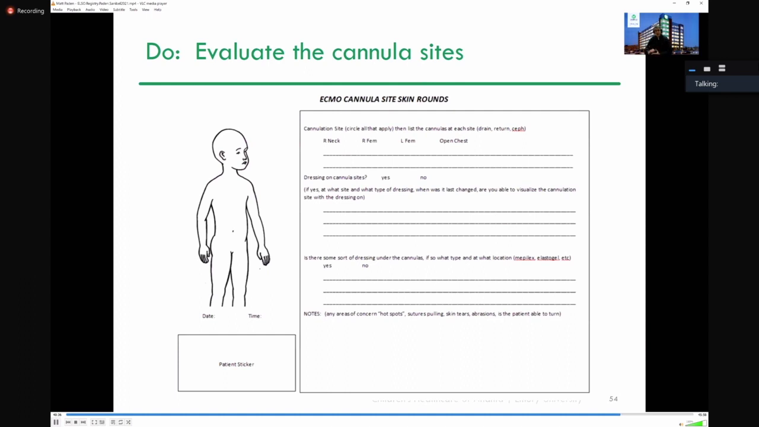Well, the first thing is we've got to evaluate the cannula sites and do that in a consistent fashion. And so one of the things that we came up with is a standardized form to be filled out and to institute ECMO cannula site skin rounds, where we look at each cannula, and we do this each shift, talk about what kind of dressing was on, is there any problem, is there anything that needs to be done at the time.